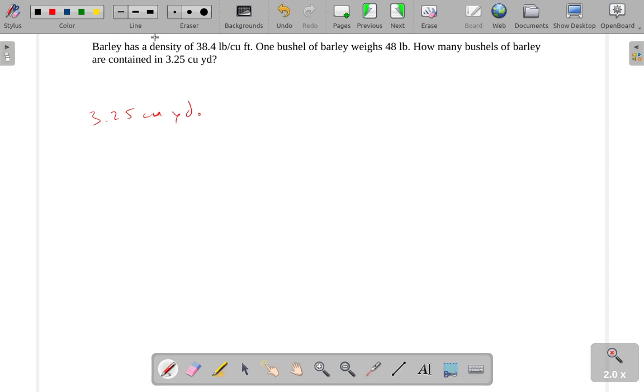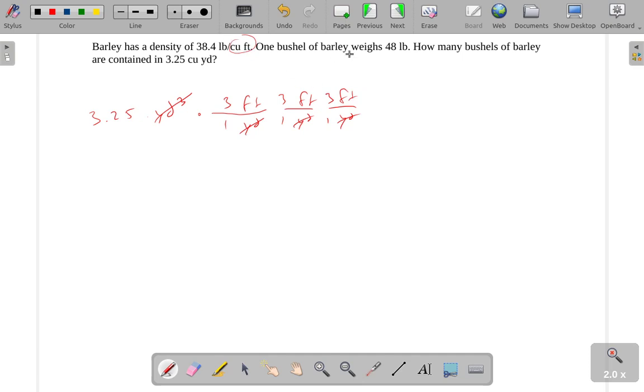Alright, so barley has a density of 38.4 pounds per cubic foot. In order to use this, I would need this measurement to be in cubic feet. It's currently in cubic yards. So instead of thinking of it as cubic yards, I'm going to say yards cubed to remind me that if I'm doing a conversion there, I need to do it 3 times. So this is going to go from yards to feet, and yards to feet. There's 3 feet in a yard, 3 feet in a yard, 3 feet in a yard. Those 3 yards there would cancel with those 3 yards there. So this will now give me a number of cubic feet.